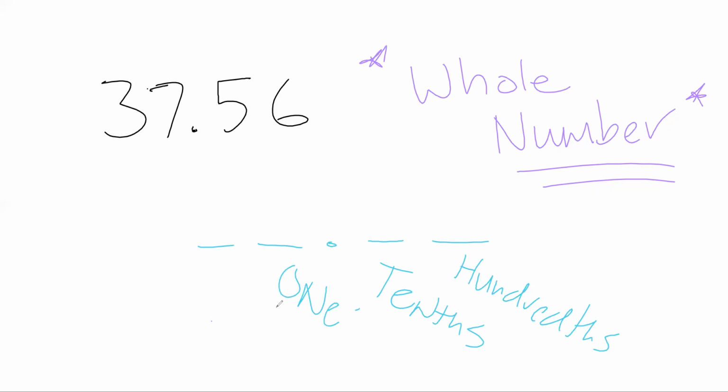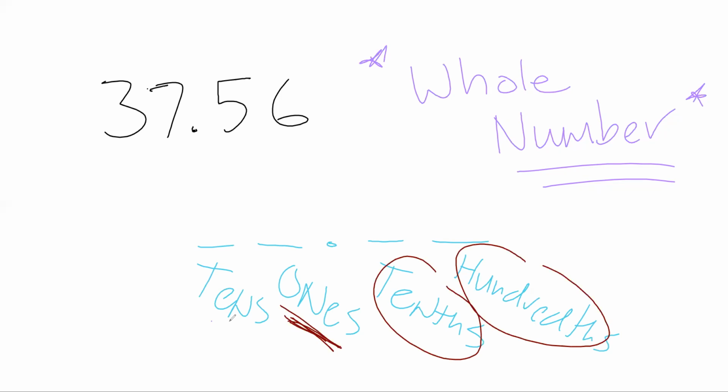I have the ones, and I have the tens. Well, our first whole number is the ones. That's the first time you have all of something. So remember, these are just parts. The fractional parts are the decimals.